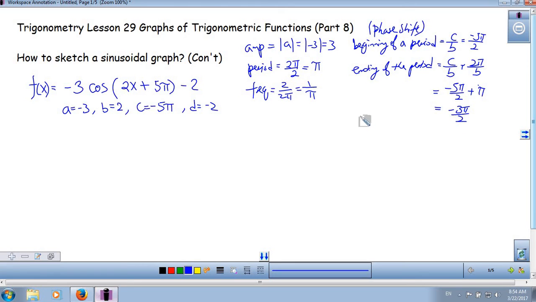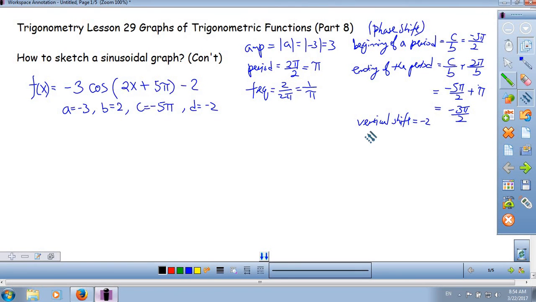Of course I forgot to mention the vertical shift is D. So vertical shift is equal to negative 2. So there we're shifting down. Let me go ahead and construct the coordinate plane, and then we can try to graph it.